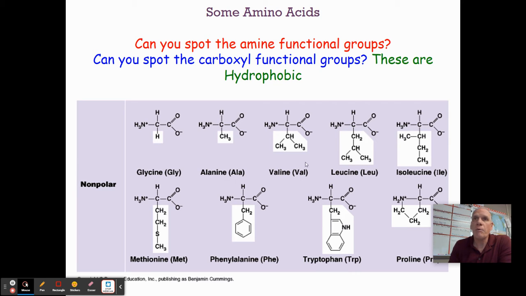We see that with all of these. The only thing that is different, once again, is this variable R group, which is in these boxes. And as you can see, they can be as simple as a hydrogen, and they can get very complex, like this double ring structure we see in tryptophan, which is the precursor to melatonin, which makes us tired. Melatonin plays a role in our sleep cycle.